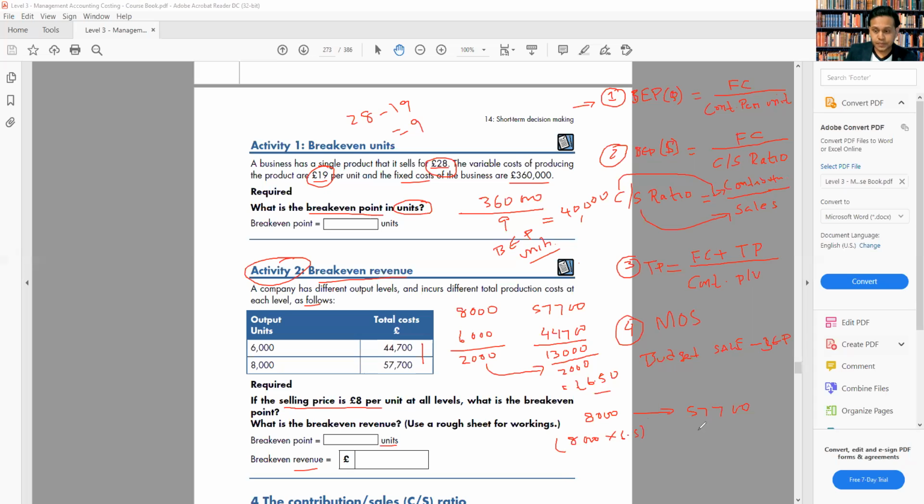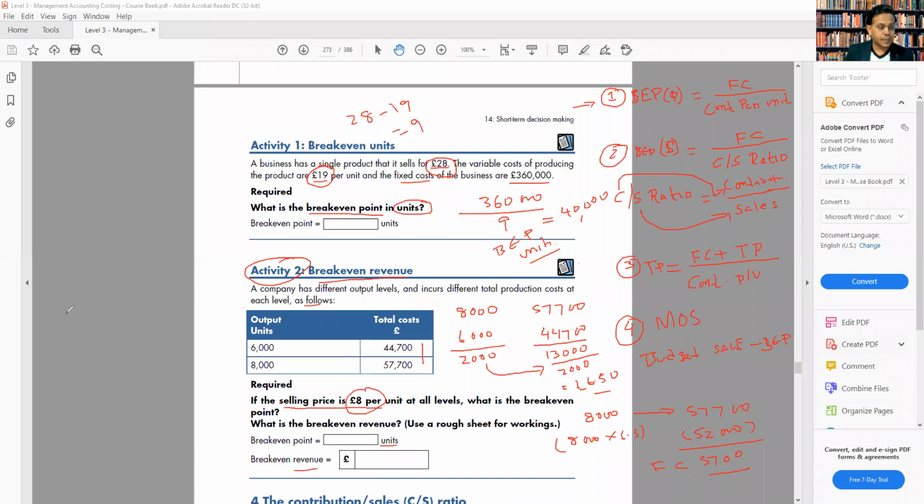Thank you, Nazia. 52,000. And if I minus it from the total cost, the remaining will be my fixed cost. That will be 5,700. Very well done. So now I have the information that I need. So I have a fixed cost, I have a variable cost, and I have a selling price. So now I can do all of this.